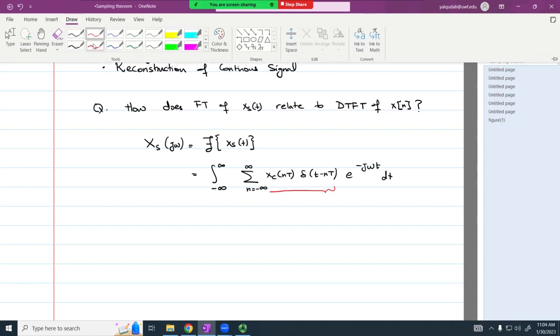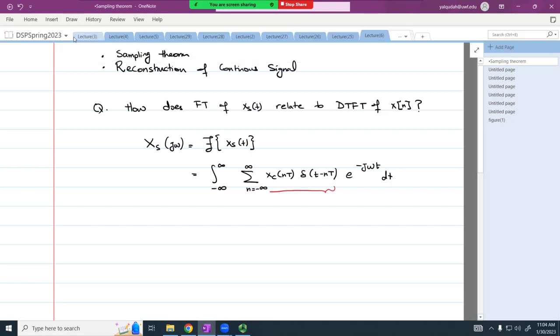Now what we can do, we can take this summation outside of the integration. So we can write this as the summation from n equals negative infinity to infinity, x_c(nT), multiplied by the integration from negative infinity to infinity, delta(t − nT) e^(−jωt) dt. The integration of a summation is the summation of the integration, and x_c(nT) is just a constant that we can take out of the integration.